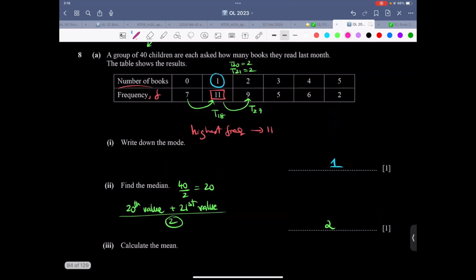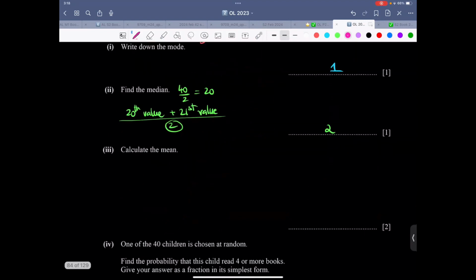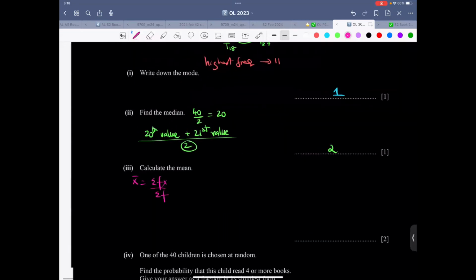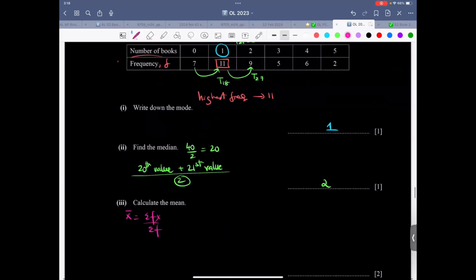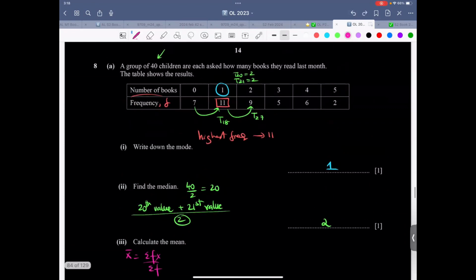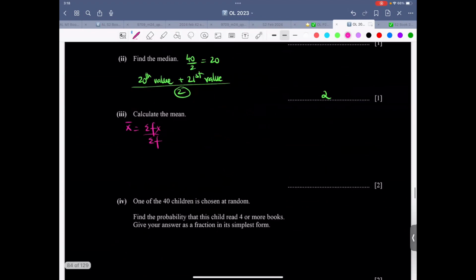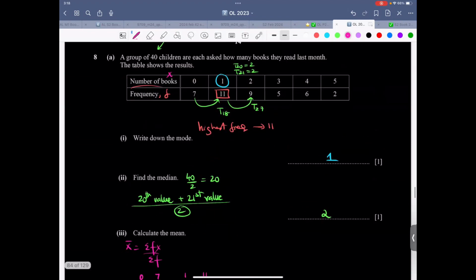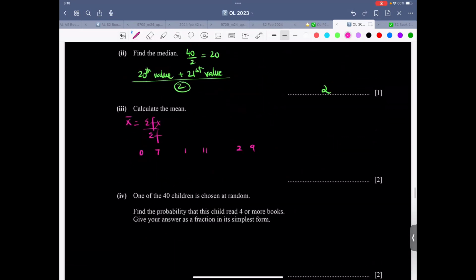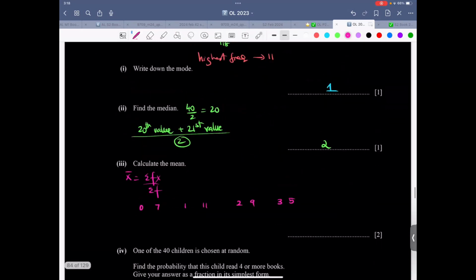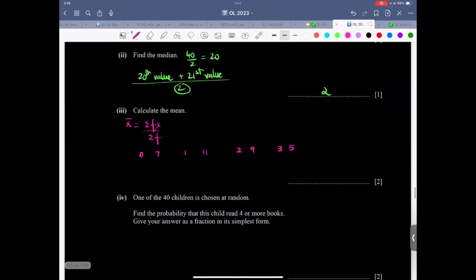Then we have the mean, which is x bar. That is sigma fx over sigma f. So take the x value, that's right over here, multiply with f: 0, 7, 1, 11. Let me first write it down: 0, 7, 1, 11. And then 2, 9, 3, 5. And then 4, 6, 5, 2.